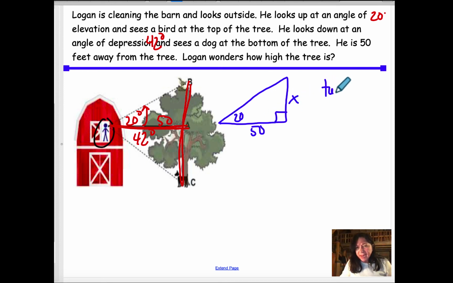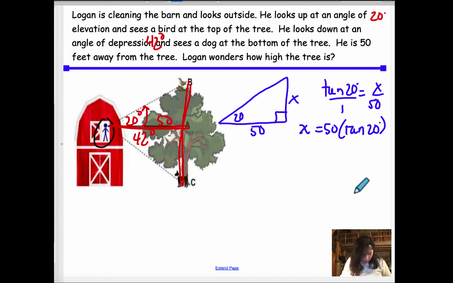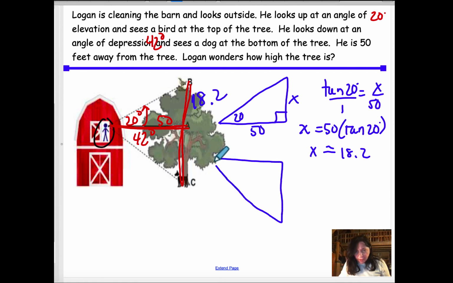So we're going to go tangent of 20 degrees is equal to x over 50. We're going to cross multiply. We get x equals 50 times tangent of 20 degrees. On your calculator, go tangent of 20 degrees equals, it's like 0.36 something. Then take that times 50, and I get about 18.2. So x is about 18.2.